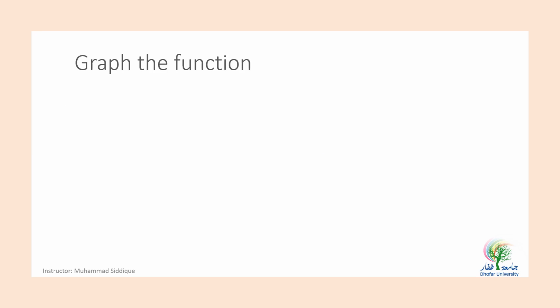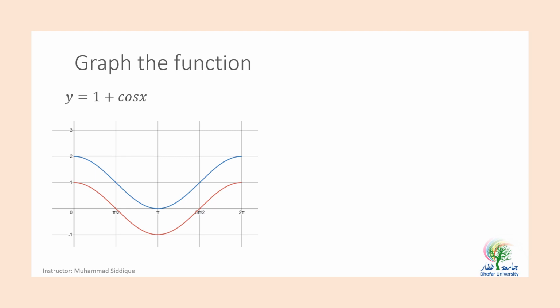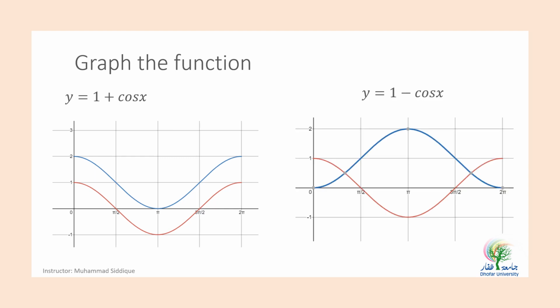We have some more graphs. 1 plus cosine x, so the graph of cosine will go 1 unit upward. And 1 minus cosine x, so we make the reflection of cosine about the x-axis and then 1 unit upward. This is the graph of cosine, and this is 1 minus cosine x.